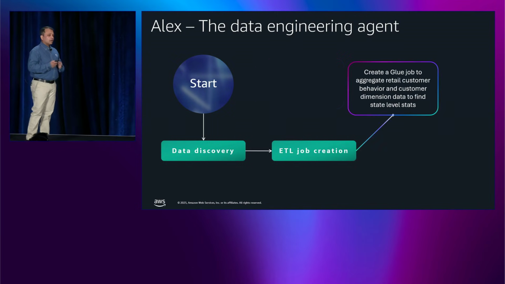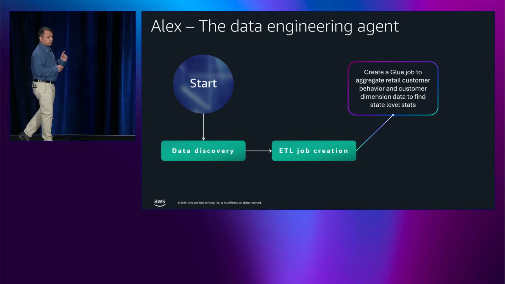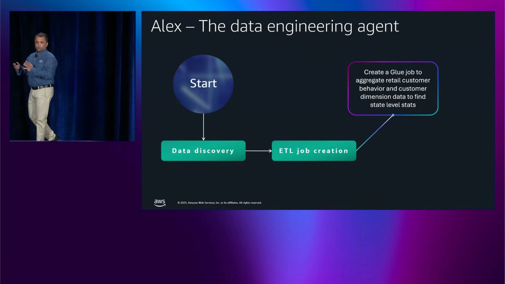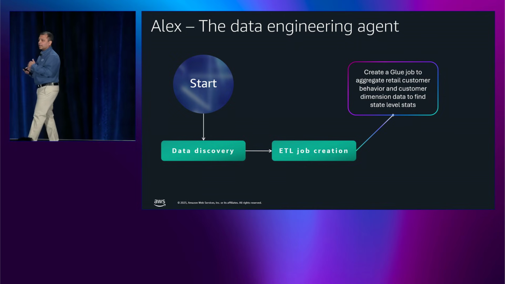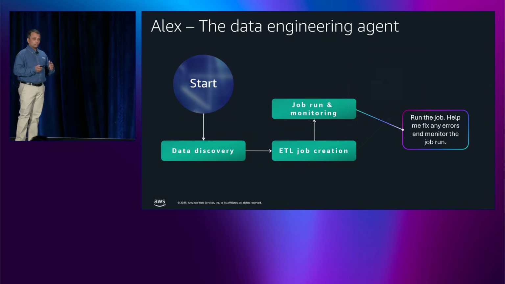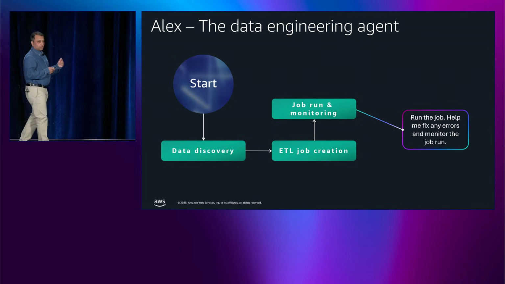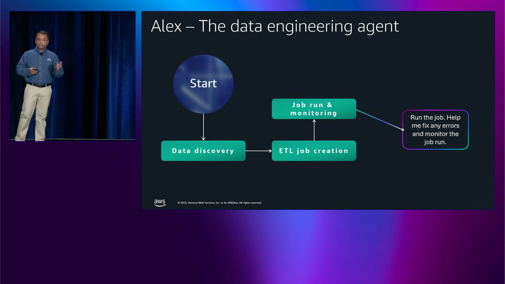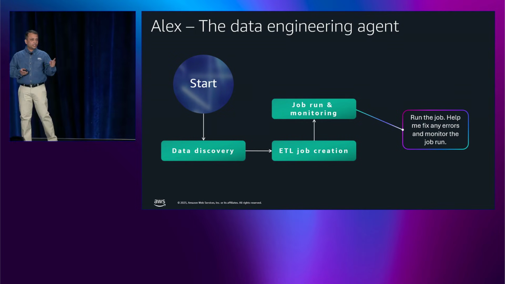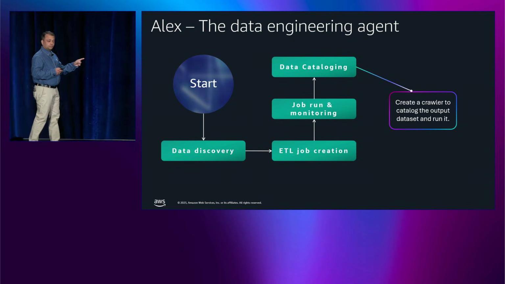And then we want Alex to go and create an ETL job. And in that job, the activity that we want Alex to perform is to join the two data sets based on customer ID and aggregate the data based on state. And once that is done, of course, we created the job, we want Alex to go and run that job. And it's not just about running. We want Alex to help us with monitoring the job and fix any issues if there is anything coming up. And then we want to catalog the output.